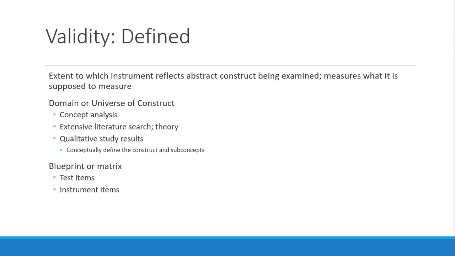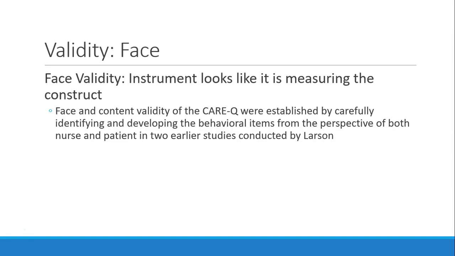As well, you can add to that a blueprint or matrix, and then you can connect the items to the citations in the literature, or the themes and codes from qualitative analysis, or through concept analysis according to Walker and Avant's process. Face validity is basically called armchair validity, and the CARE-Q used face validity, looking at nurse and patients and studies that Larson conducted. Larson has probably the oldest instrument that measures nurse caring.